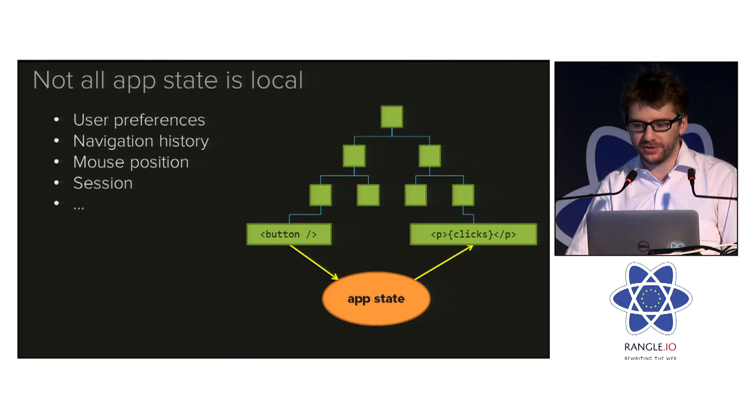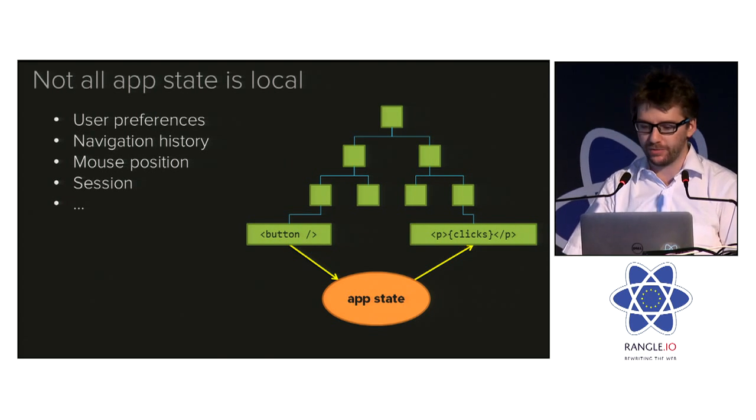But there are parts of the app state which are not local, meaning they don't belong to a particular component. This non-local app state can be anything that isn't strictly tied to a single component and its descendants. Real-world examples include user preferences, navigation history, mouse position, user session data, etc. There are even more basic examples of non-local app state, when you need to share state between two components in different regions of the component hierarchy, as shown in the diagram on the right.